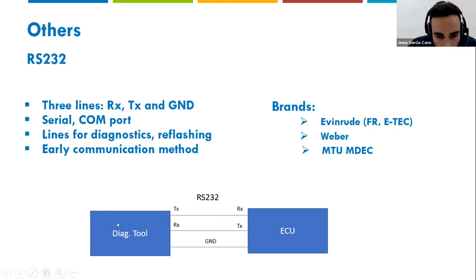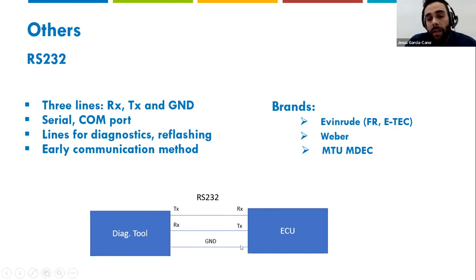Here in the example, we can see the structure. TX is transmission, RX is reception. The diagnostic tool transmits the message, and the control unit receives the message. And for the answer, the control unit transmits, and the diag tool receives. Like that, we close the communication, and it's necessary to have a common ground.